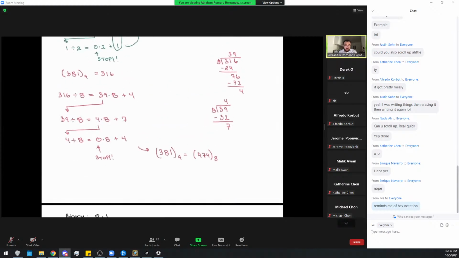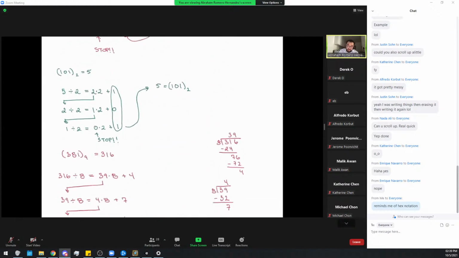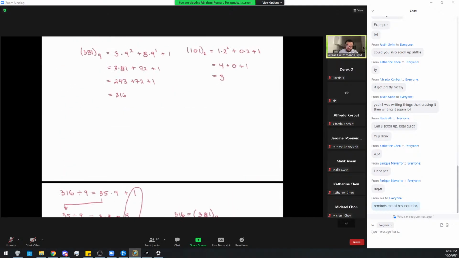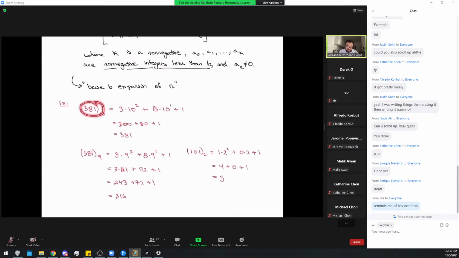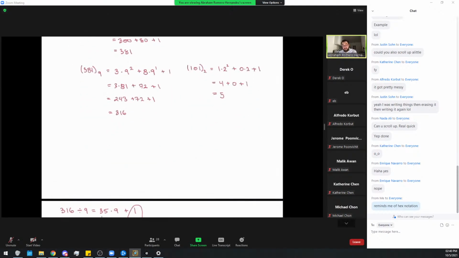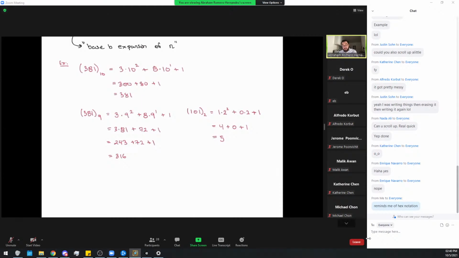So again, all this is doing is this is a number that's in base 2, so we're going to change it, and it's going to be 5. That represents 5. So if this is 381 base 10, and we change it, it's 381. This number here is 381 in base 9, but we change it, we know that that number is 316. Okay? Does that make sense? Any questions on this?